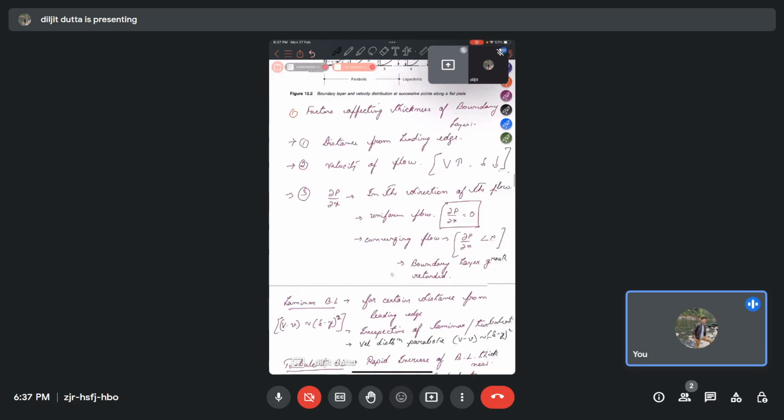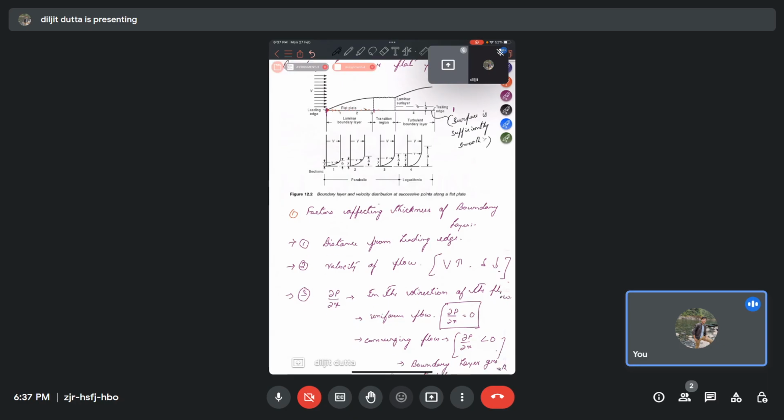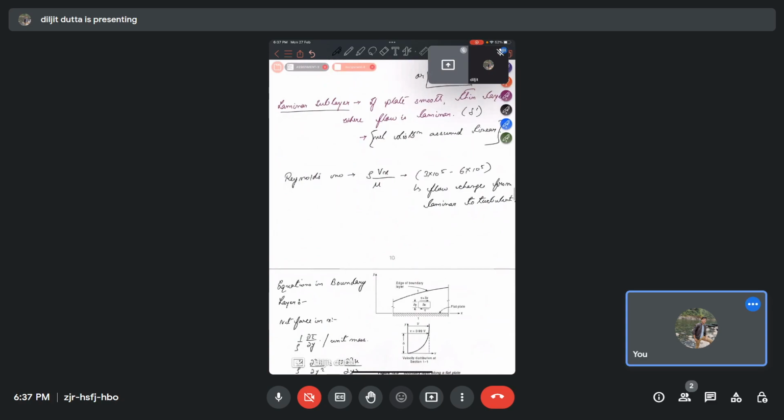This thin laminar sublayer will be formed when the surface is hydrodynamically smooth. If the surface is hydrodynamically rough, in that case this laminar sublayer won't be formed. I think these things are defined in the course. Now the thing is, how do we define the laminar layer or turbulent layer? How do you distinguish that in this part of the boundary layer the flow is laminar, or in this part the flow is turbulent?